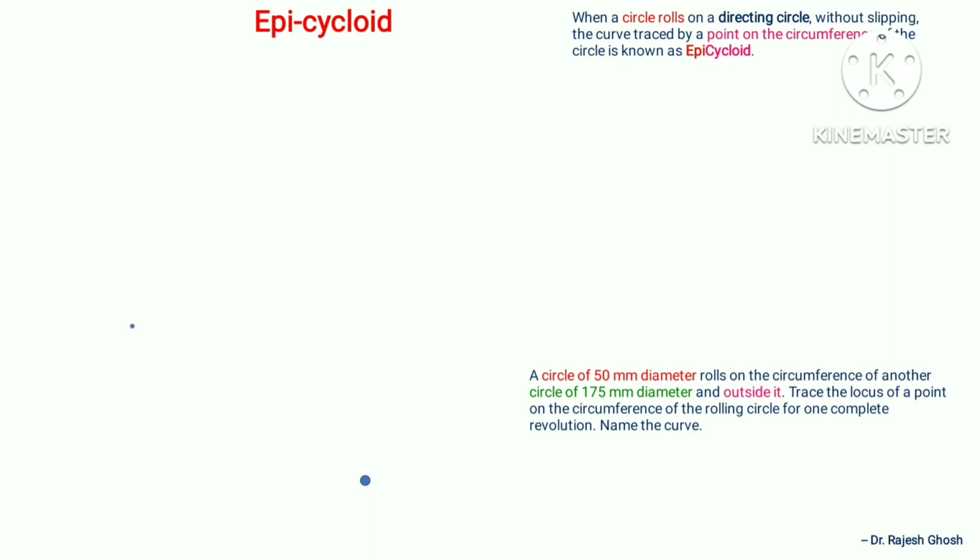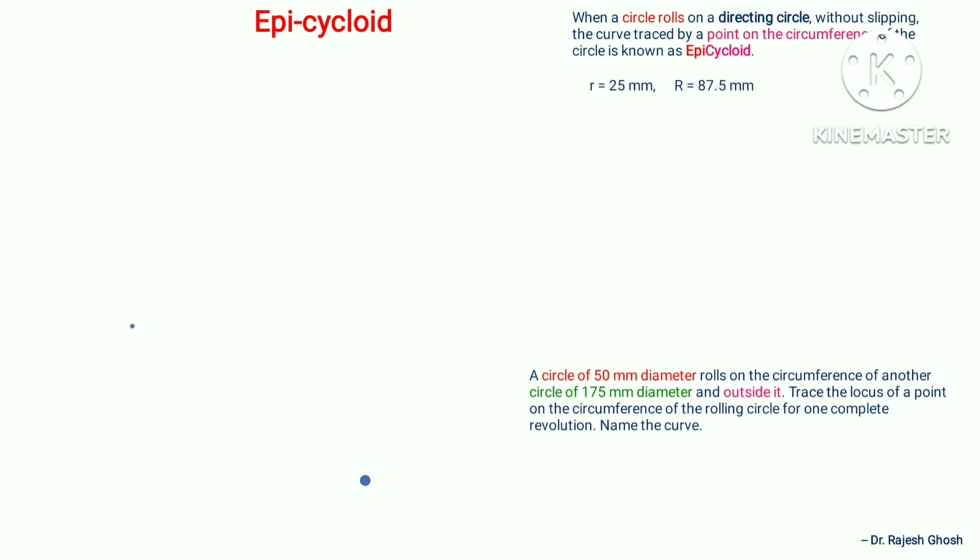Let's check about the epicycloid. The definition is given at the top. Epicycloid means when a circle rolls on a directing circle without slipping, the curve traced by a point on the circumference of the circle is known as epicycloid. The rolling circle, given in red color, is known as the generating circle, and the bigger circle over which the generating circle rolls is known as the directing circle.